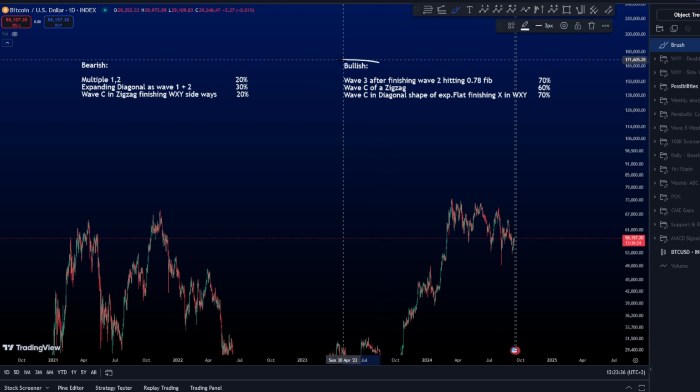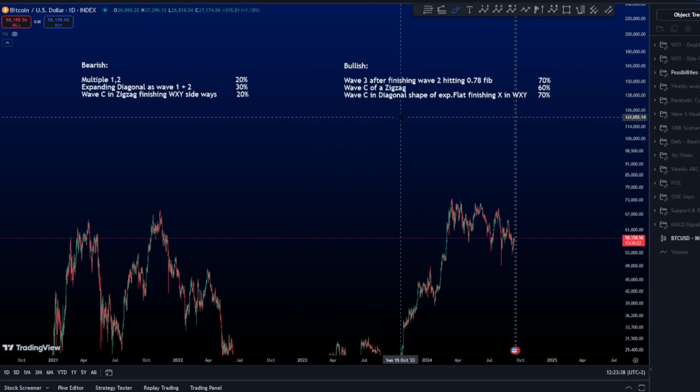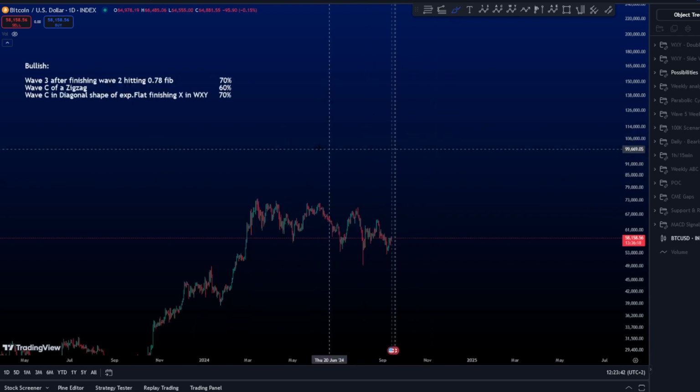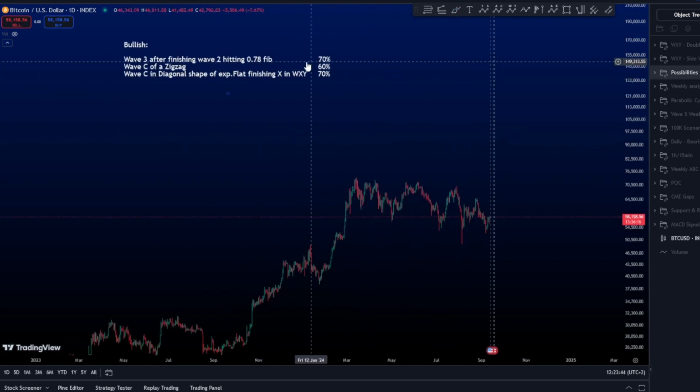I'm interested only in being bullish. Now, let's move to the bullish scenarios. What is the most possible one? The most possible one is our 100K scenario, right?